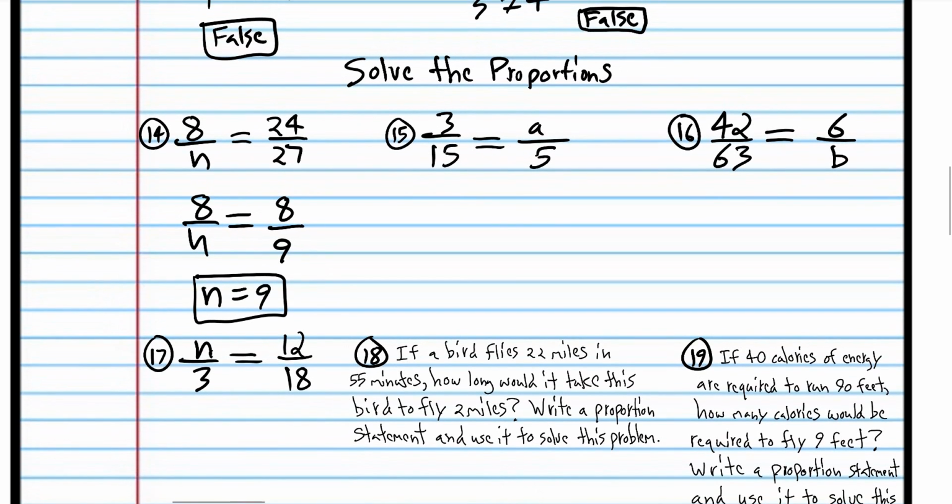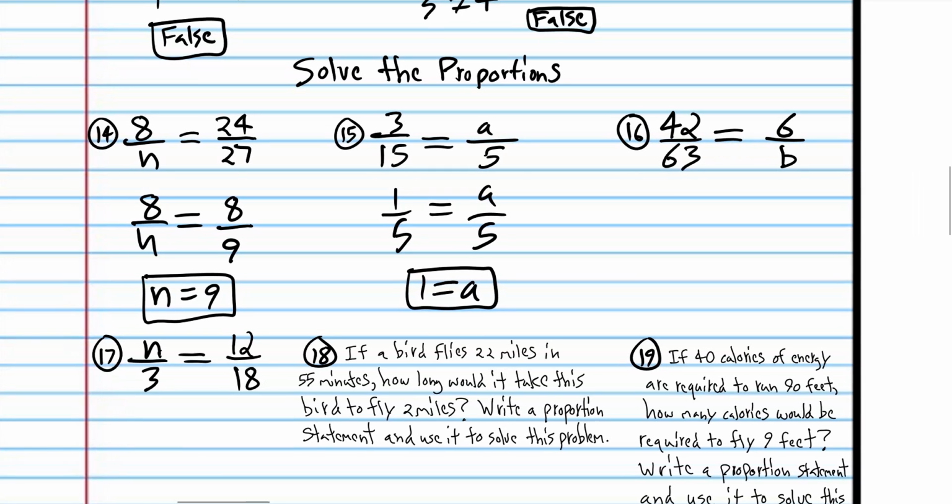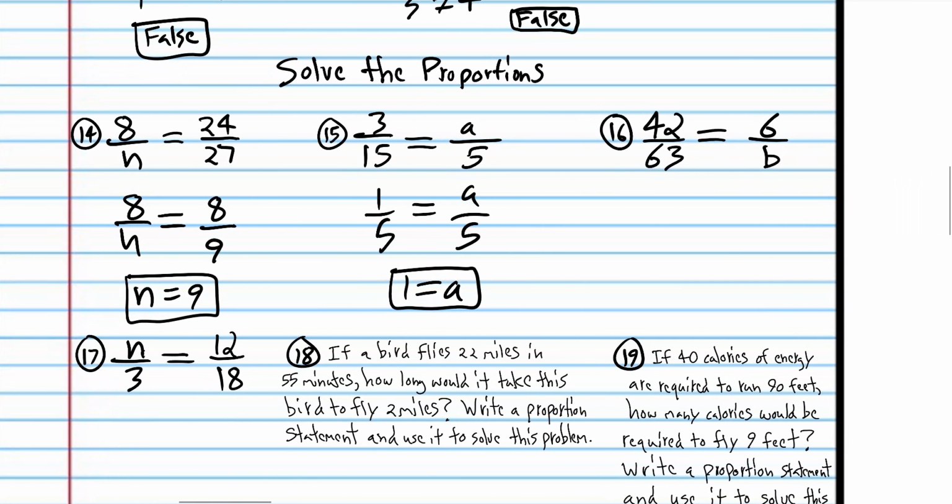Let's try number 15. Again, we're going to reduce. We're going to reduce this fraction. Divide both sides by 3, and you get 1 over 5 is equal to a over 5. So again, because we're assuming that the equation is true and the denominators are the same, that means the numerators have to be the same in order for the fractions to be equal. So that means a has to be 1. Again, that's just simple logic there. A must be 1. So why don't you try number 16, and when you come back, we'll do it together.